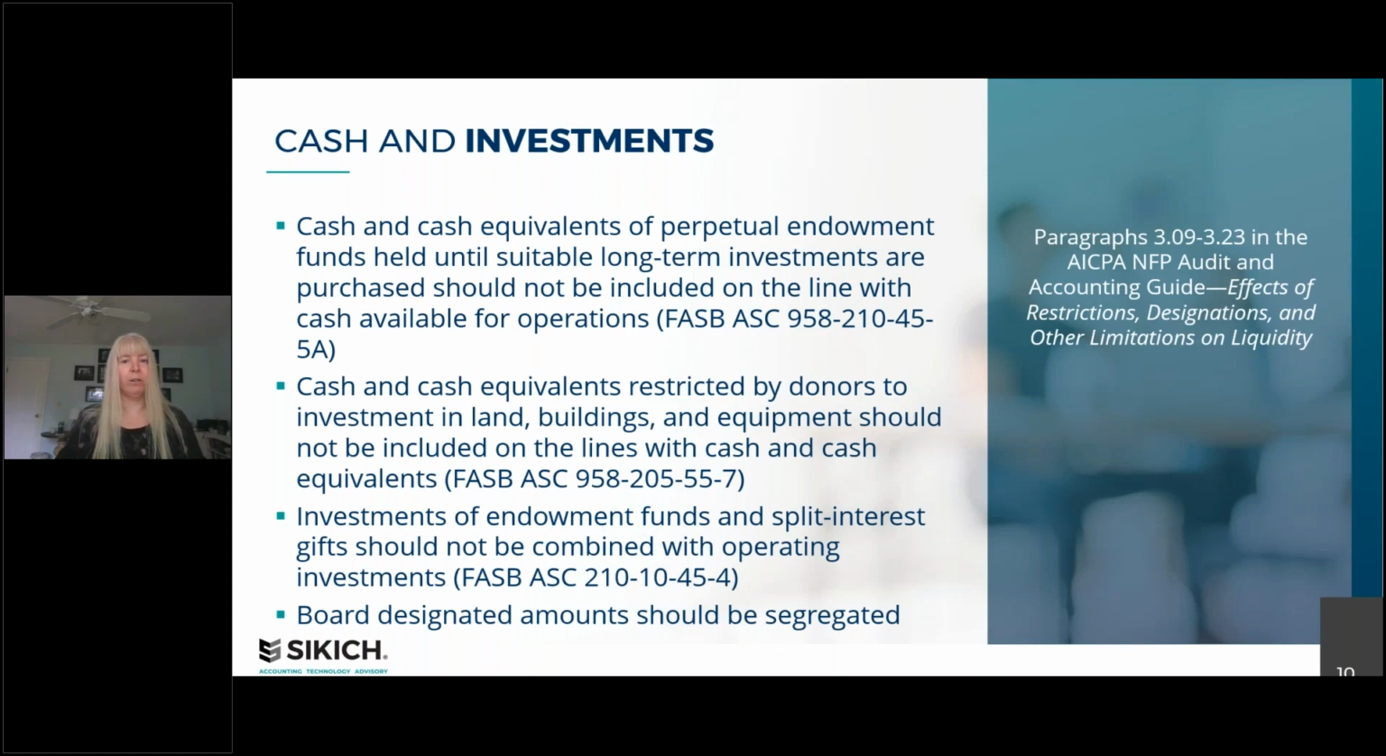Again, that needs to be segregated, and most likely that cash will be presented very close in order of liquidity with your property and equipment. Investments of endowment funds and split interest agreements should not be combined with your operating investments. Again, those need to be segregated and moved down in the order of liquidity. So investments of your endowment funds are probably going to be towards the bottom with perpetual interests and trusts, perhaps other things of a more permanent nature.